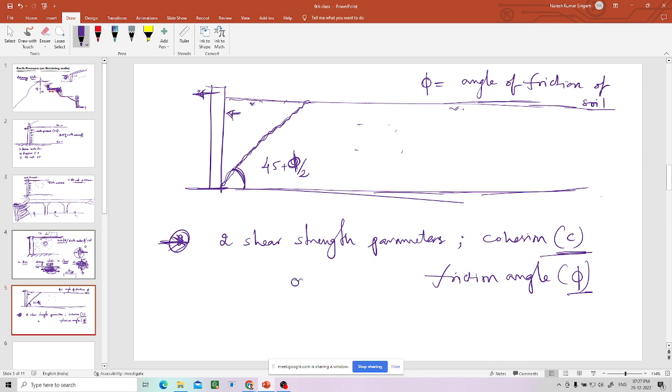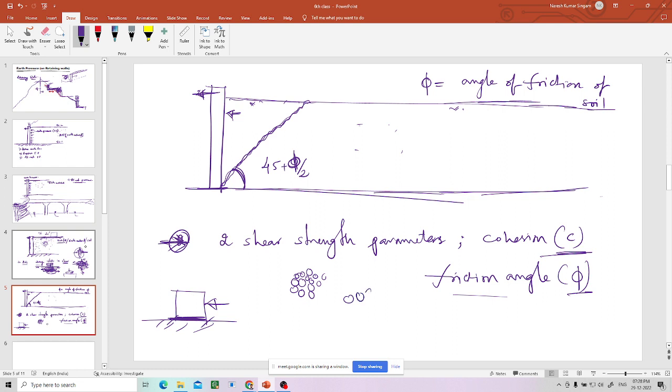Cohesion means the bond between two particles. They are bonded together because of the cohesion, the attractive forces. Another one is friction angle. Friction angle is one of the parameters by which we tell about the frictional resistance. Suppose there is a block on the floor. If you want to move it in this direction, you need to apply some force. How much force? You need to apply a force greater than the frictional resistance.